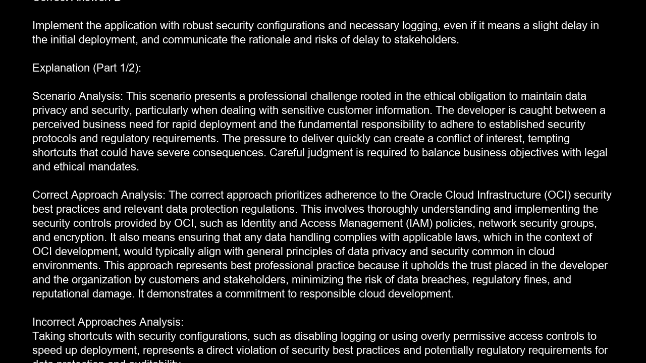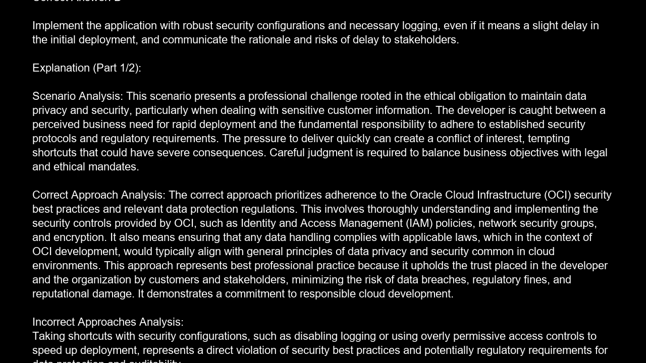Correct approach analysis. The correct approach prioritizes adherence to the Oracle Cloud Infrastructure, OCI, security best practices and relevant data protection regulations. This involves thoroughly understanding and implementing the security controls provided by OCI, such as identity and access management, IAM, policies, network security groups, and encryption. It also means ensuring that any data handling complies with applicable laws, which in the context of OCI development would typically align with general principles of data privacy and security common in cloud environments.